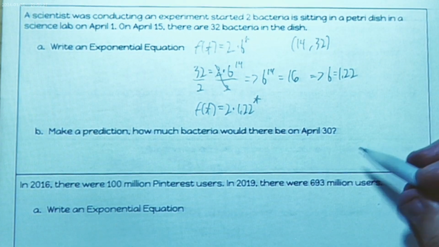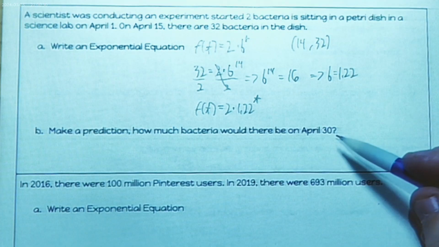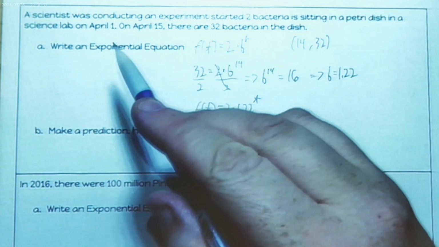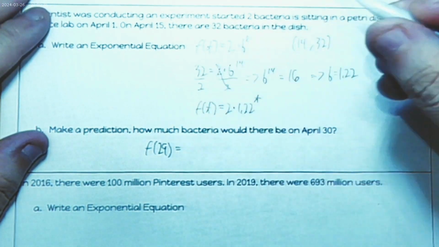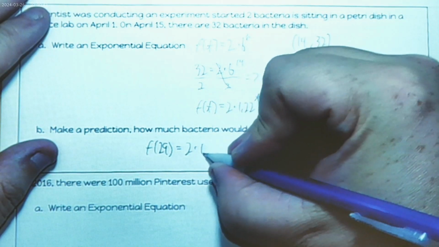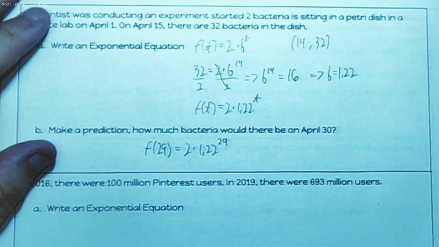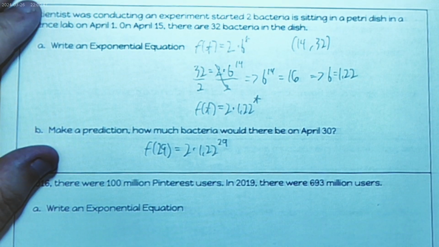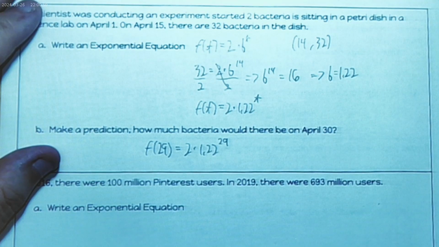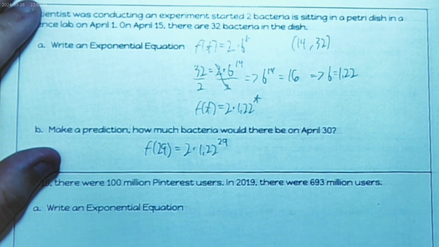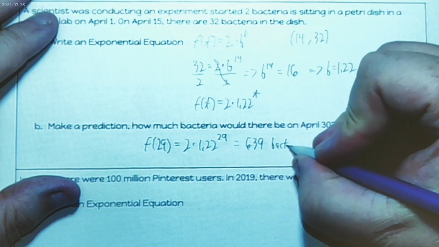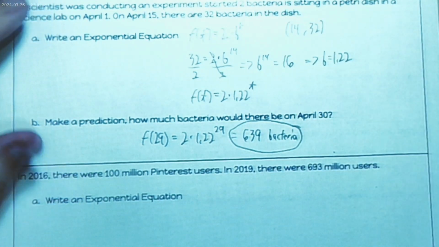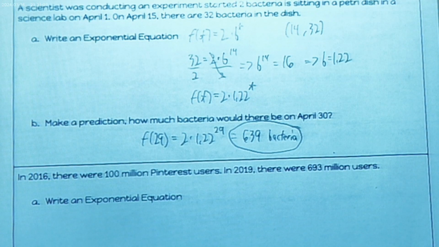So make a prediction. How many bacteria would there be on April 30th? I'm not going to write 30 because our first day was day 1. I'm going to write 29. So f of 29 equals 2 times 1.22 to the 29th. I'm going to just do that off camera because it's literally just reading from left to right and putting in what you read as you read it. Up arrow 29. Oh, that'll be 639. Well, 639 bacteria. Lovely. So that's that answer for us.